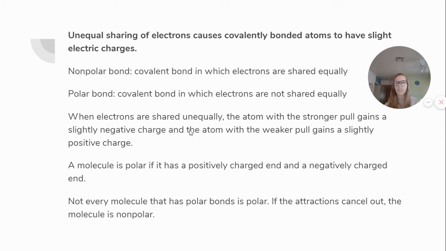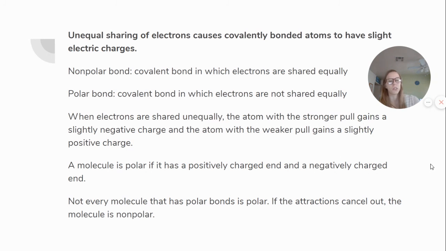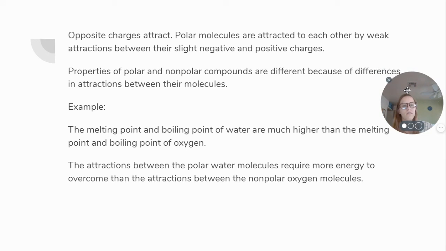When electrons are shared unequally, the atom with the stronger pull gains a slightly negative charge, and the atom with the weaker pull gains a slightly positive charge. A molecule is polar if it has a positively charged end and a negatively charged end, so it needs to have both. And not every molecule that has polar bonds is polar. If the attractions cancel out, the molecule is nonpolar. So just something to think about. They're not automatically polar.